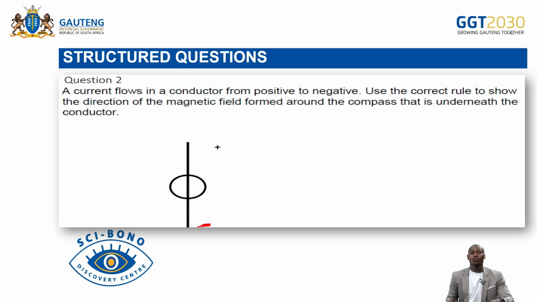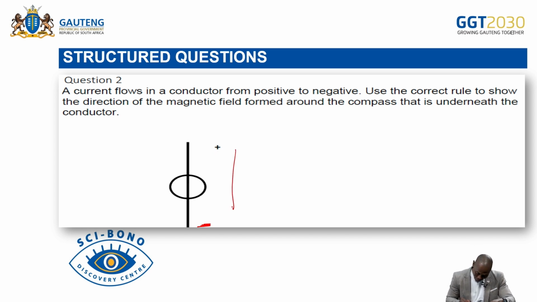Use the correct rule to show the direction of the magnetic field formed around the compass that is underneath the conductor. Okay, so this is the conductor, and in this conductor there's current that is flowing, and the current is flowing from positive to what? To negative. So that is conventional what? Current.